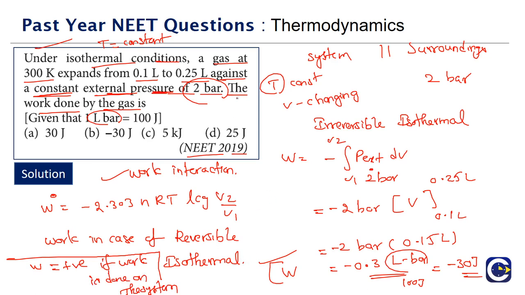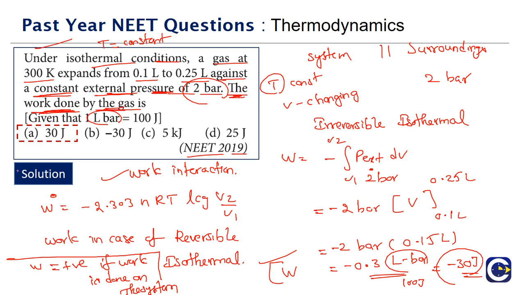So if you look at the wording, they are asking what is the work done by the gas. See, here W is coming as minus 30 joules, which means 30 joules of work is done by the gas. That is why this much energy is lost for the system. So here the correct option that we have to choose is 30 joules, because they are asking what is the work done by the gas.